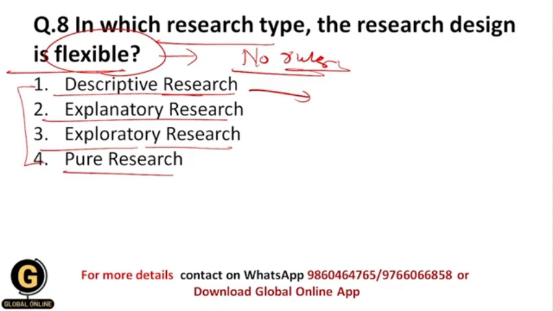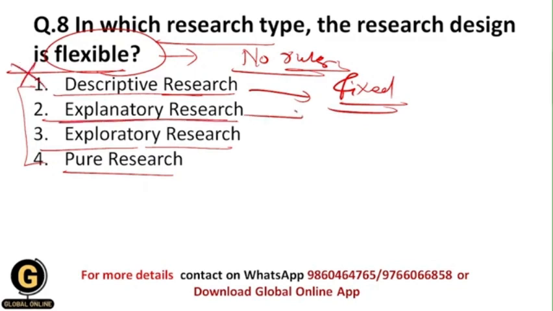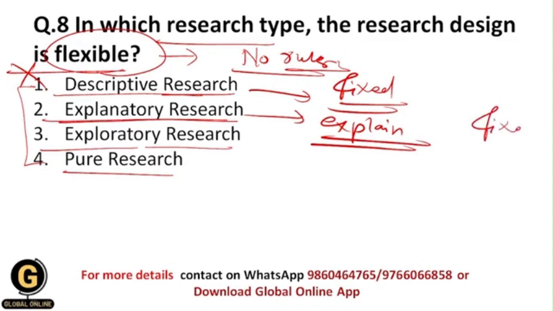And that's why this is a fixed research design. We are going to follow the fixed research design over here. There is no flexibility, so this option gets eliminated. In the explanatory research design, we are going to explain the relationship between the variables, whatever relationship is there, we are going to explain it as it is, and that's why this is as well a fixed research design. We are going to follow the fixed research design over here, and that's why this also gets eliminated.